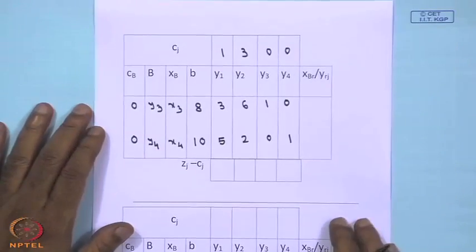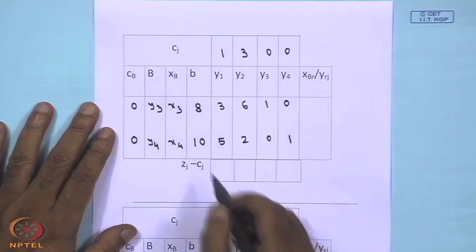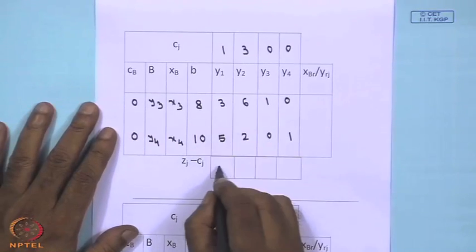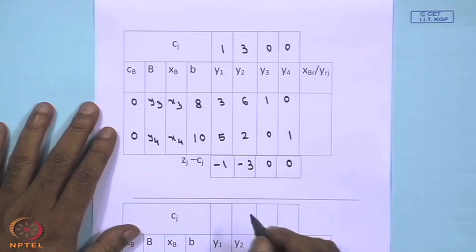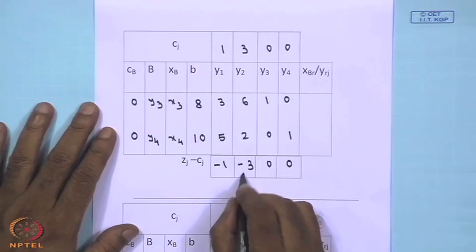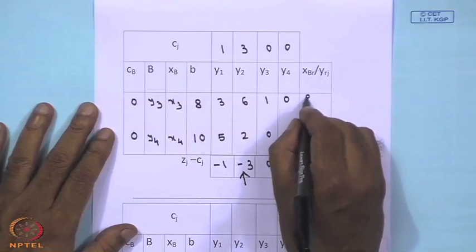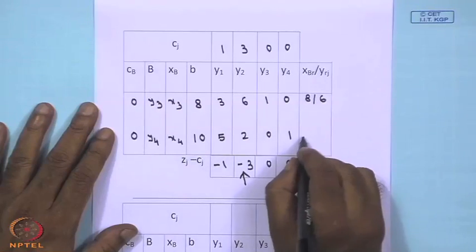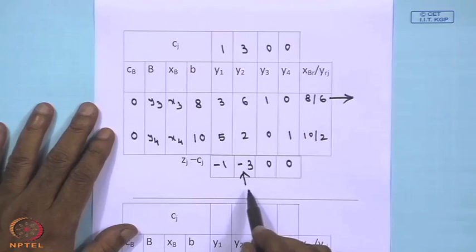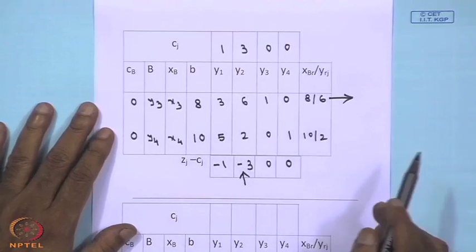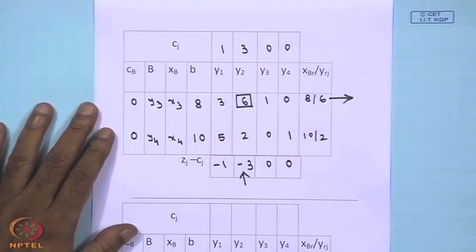So, now find out the zj minus cj values. So, cb into yj minus cj. I am just directly writing the values: this is minus 1, the next one is 0, minus 3, next one is 0, next one is 0. So, therefore, most negative, as you know, this is minus 3, this is the entering vector. So, it is 8 by 6, whereas this is 10 by 2, minimum of these two is this. Therefore, x2 will enter and x3 will be leaving the basis, and this is your pivot element. I think it is clear, already we are doing this.